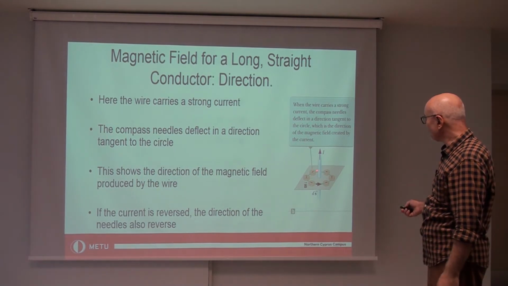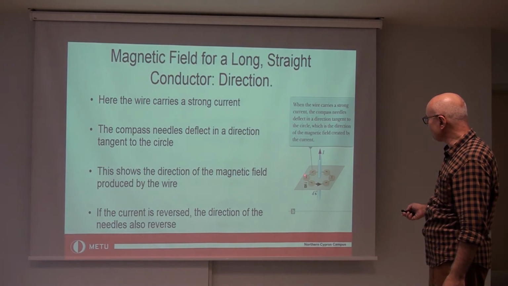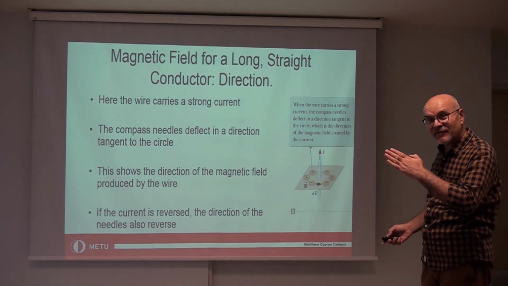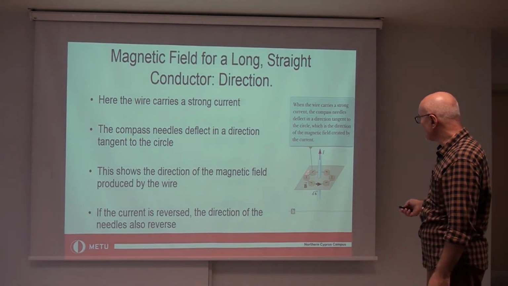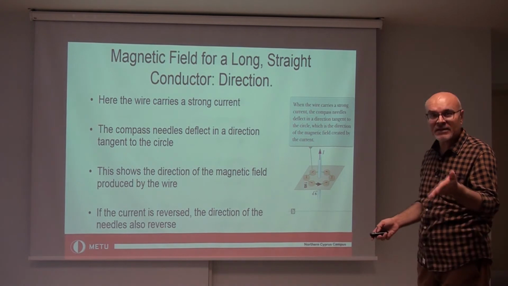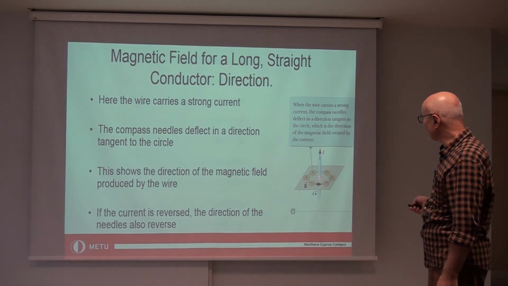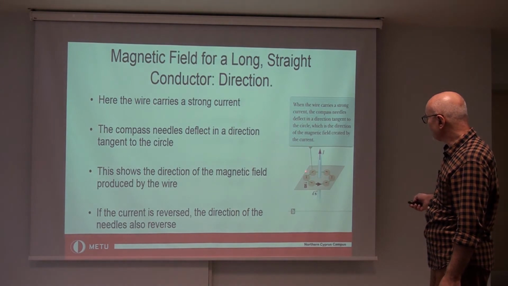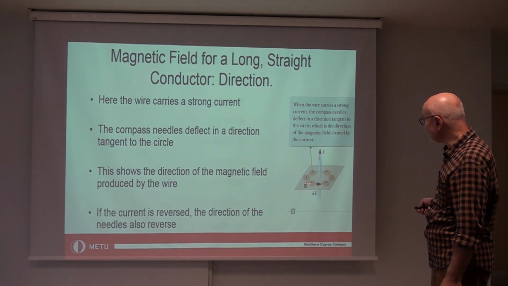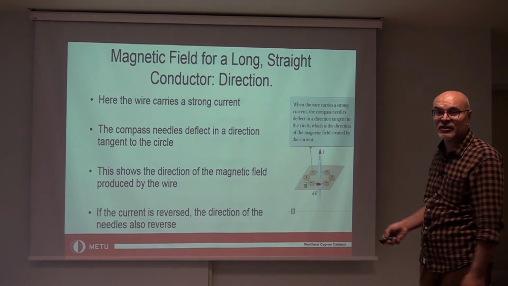What happens is that the field aligns the needle along the direction of the field. Here the direction of the field is tangent, as you can see here. It's tangent, tangent, tangent, tangent, because the magnetic field of the wire aligns the needle along it. So this is evidence that the magnetic field lines of an infinite wire are actually circles, and the magnetic field is tangent at each point to that circle.